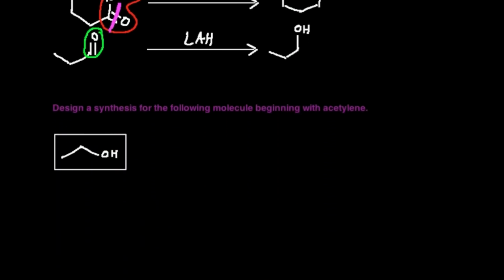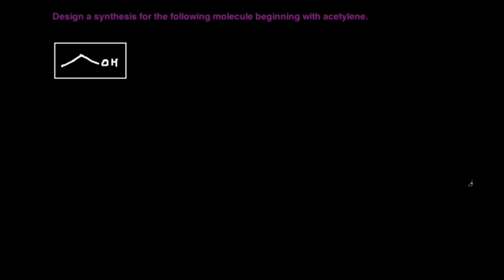All right? All right, now let's integrate some ultimate concepts together from multiple chapters. So we want to design a synthesis for the following molecule, beginning with acetylene. What is acetylene? This is a molecule you should learn by name and by structure. It is actually just a triple bond with two carbons. So 2 carbons in a triple bond.